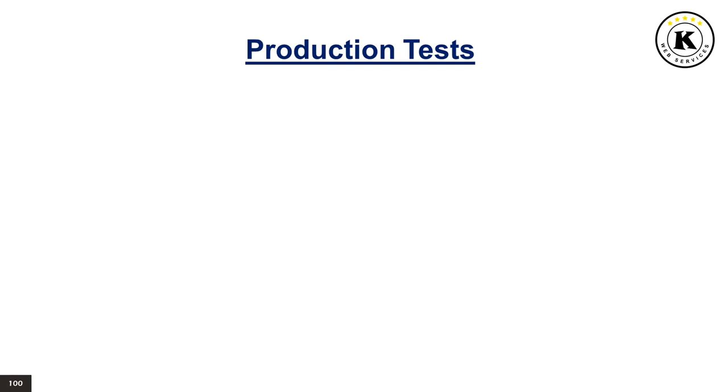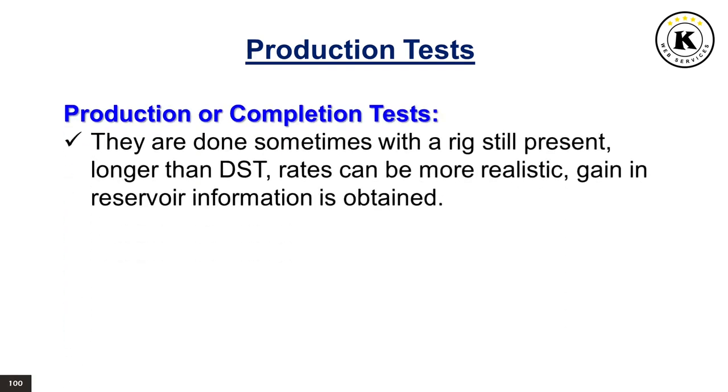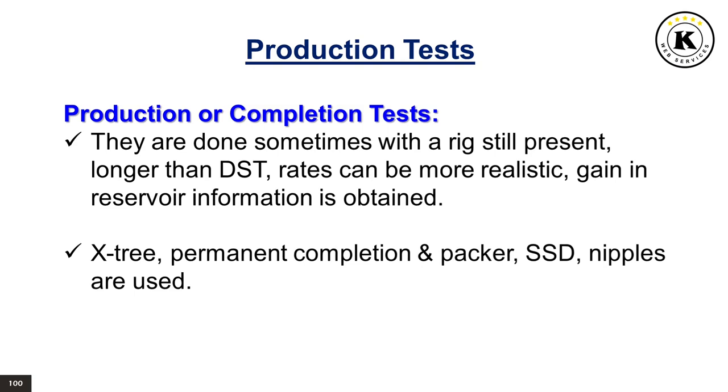Production tests. Production or completion tests are done sometimes with a rig still present. The test duration is longer than DST. Flow rates can be more realistic, and a gain in reservoir information is obtained. Christmas tree, permanent completion and packer, SSD, and nipples are used.